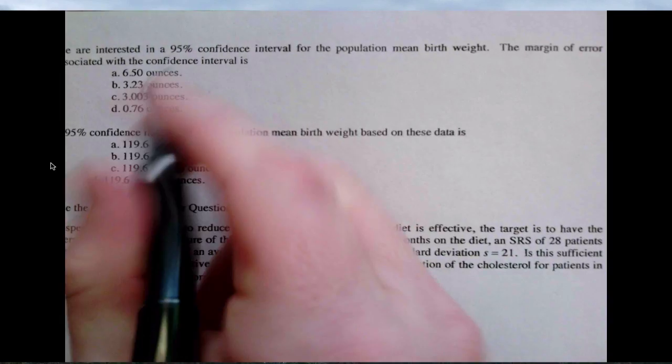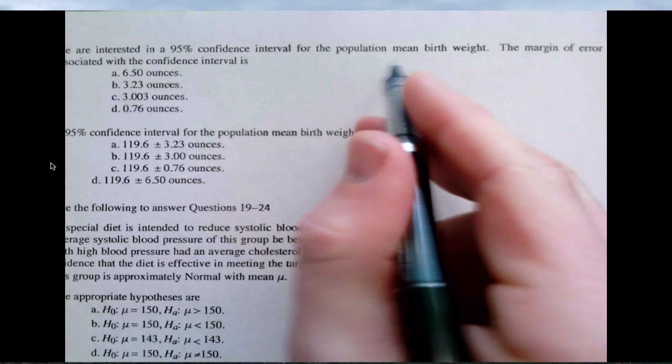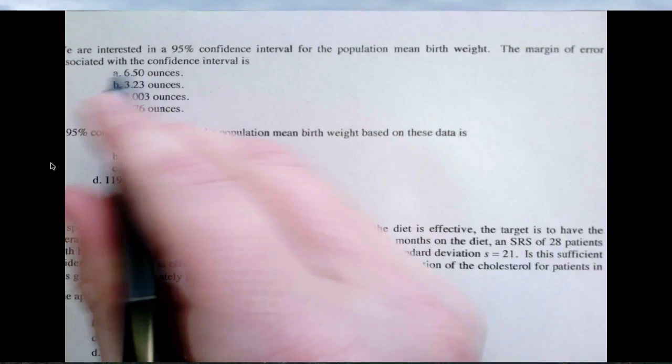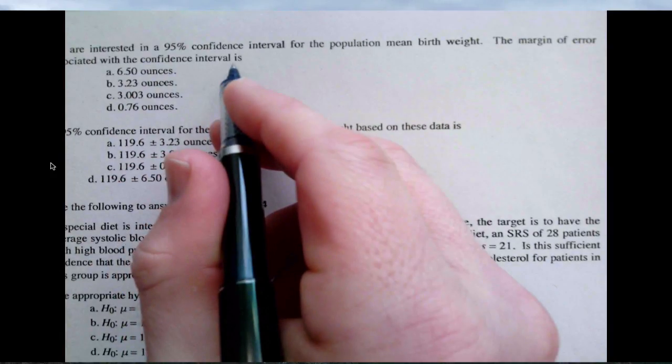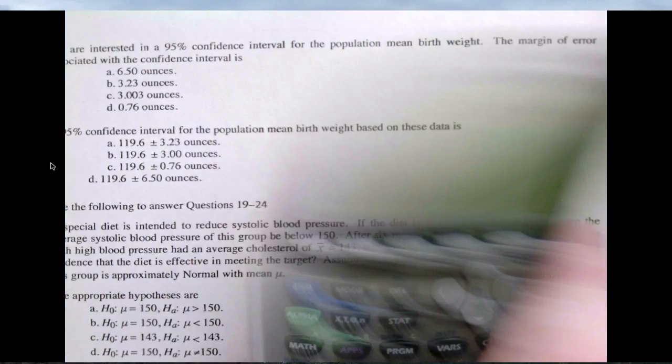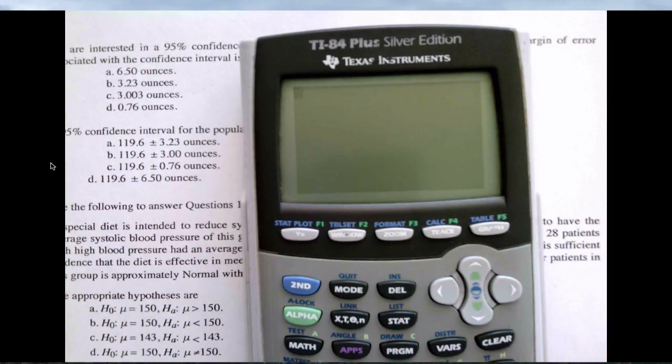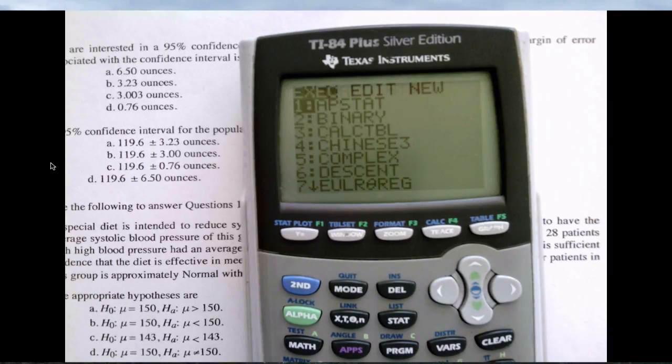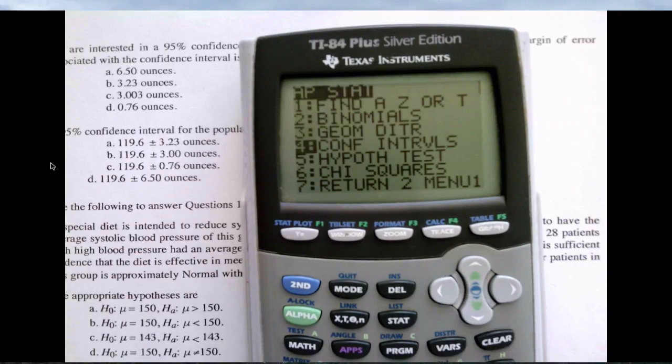17. We are interested in a 95% confidence interval for the population mean weight. The margin of error associated with the confidence level is what? All right, we can do this. They're looking for the margin of error. From the calculator, let's just go ahead and find the confidence interval right now. So, program, AP Stats, next menu, confidence interval.